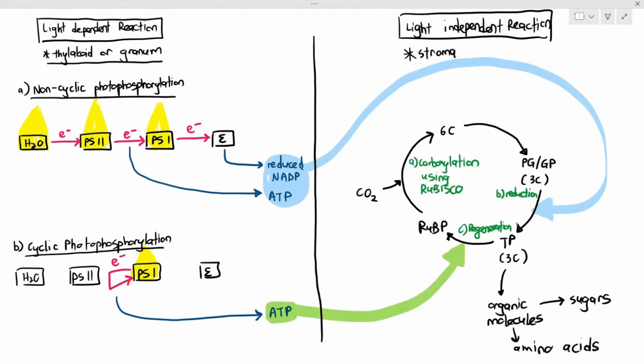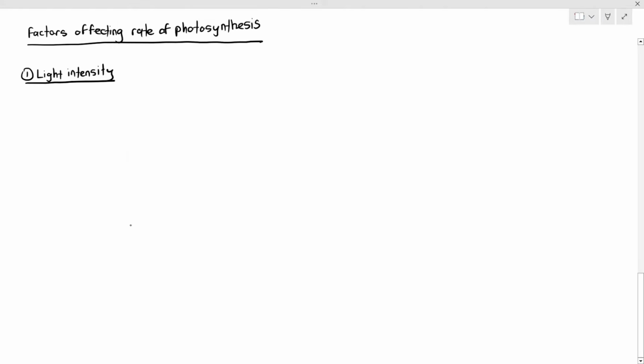But when you look at this particular diagram here, which shows you the overall process of photosynthesis, which I've divided into light-dependent reaction and light-independent reaction, we notice that the three main factors which can affect the rate of photosynthesis are light intensity, or the strength of the light given to the organism, or also the carbon dioxide concentration, or the temperature.